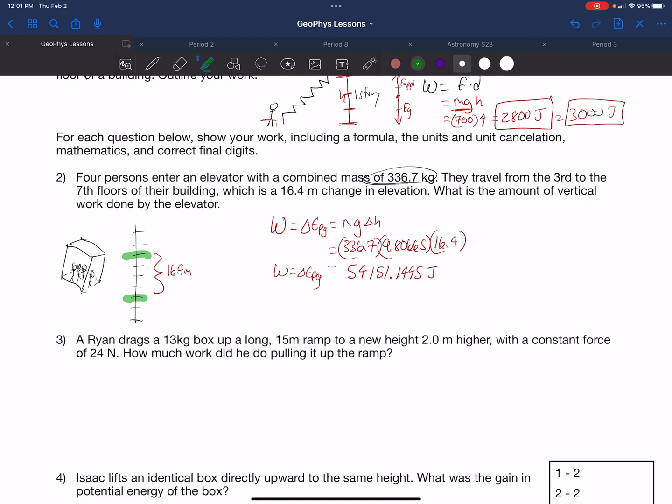Now looking at the significant digits, we have 4, 6, and 3. So our final answer can have 3 in it. So those 3 there, this 5 would cause this to round up. And what we want to write is 54,200, but we can only express it to 3 digits, so we have to write that in scientific notation. That is 5.42 times 10 to the 4th joules. That is the work done.